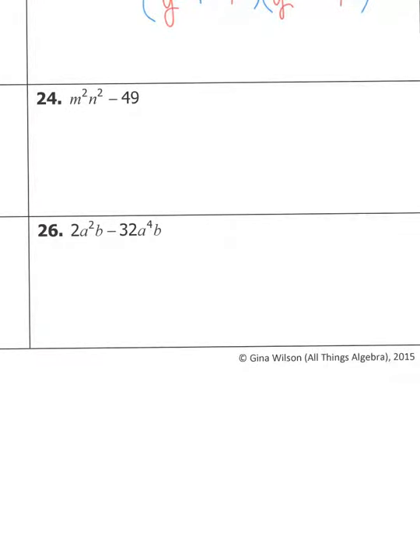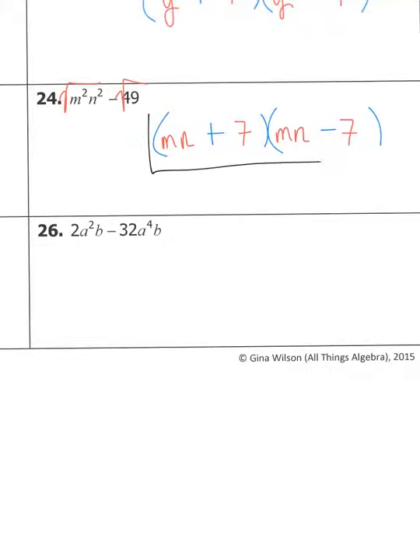All right, so with 24, you do have the difference of two perfect squares. So you have this plus minus pattern. And when you take the square root of m squared n squared, you get mn. And when you take the square root of 49, you get 7. So here, I don't have the difference of two perfect squares, so I can't factor that any further. And here, I can't factor the sum of anything there anyway, so this is the final factoring for 24.